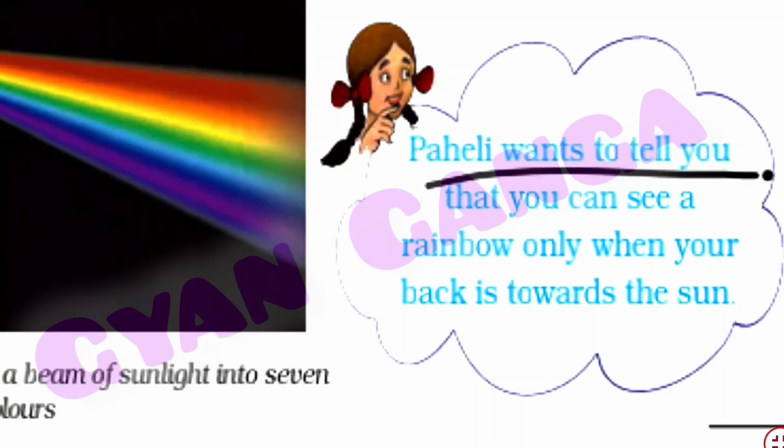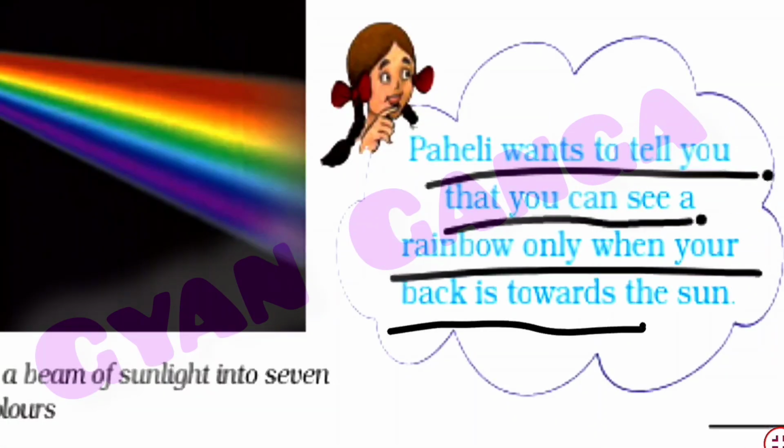Paheli wants to tell you that you can see a rainbow only when your back is towards the sun.